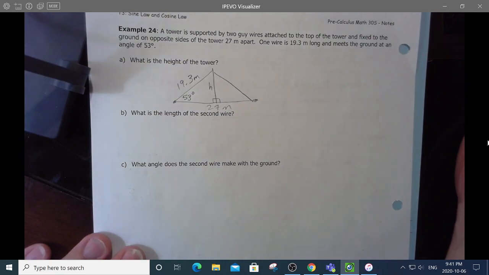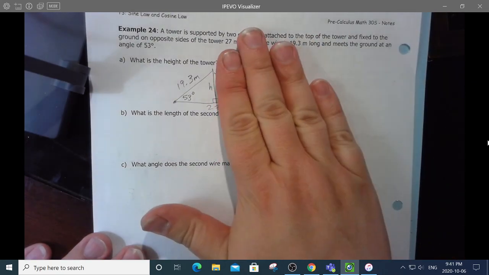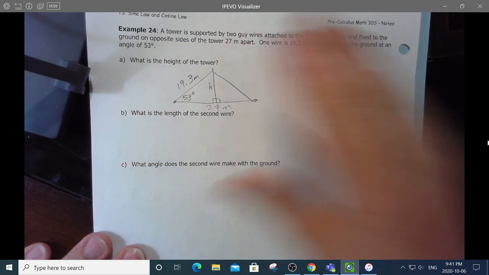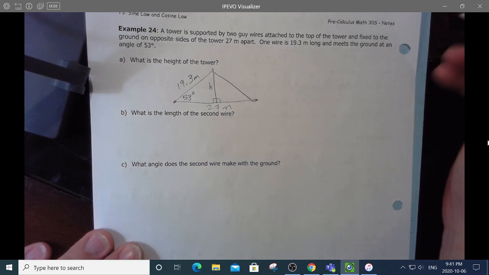Gee, do I need sine law? Do I need cosine law? Do I need glasses? Can't you see that that's just SOHCAHTOA? Ignore the 27. That's a right triangle. Never lose track of SOHCAHTOA. Sometimes that's the easiest way to do stuff.